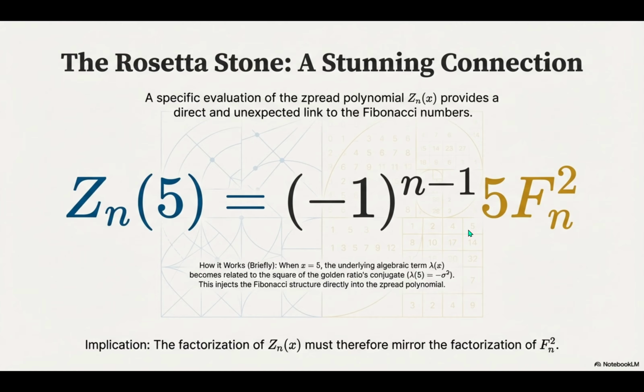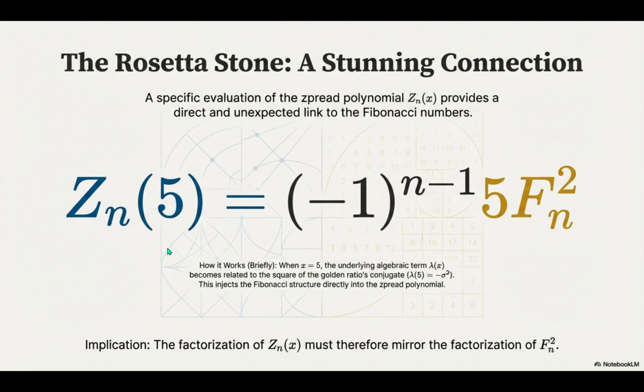And because the algebraic factorization of Zn of x has to hold true when you plug in 5, this identity proves the structural rule for the Fibonacci numbers. It proves that F is the product of its primitive parts over all its divisors. The geometry proves the number theory. And now we have a totally new way to calculate those primitive parts, the Pn's. We can use the algebra.